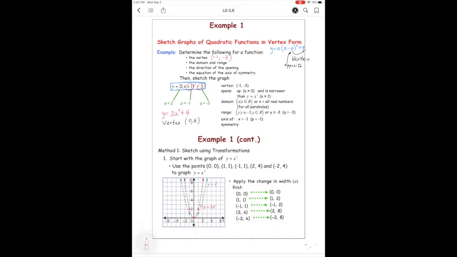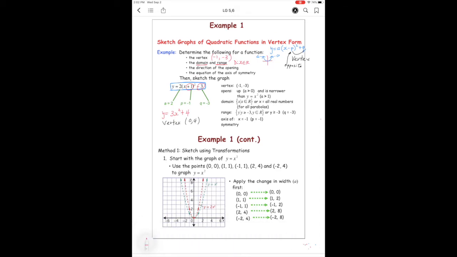Second thing it's asking us is the domain and the range. This is a struggle. If people have difficulties at the beginning, it's with domain and range. Well, domain is quite easy. For all parabolas, the domain is x ∈ R, and that's the notation we use all the time, which means all numbers. Because a parabola is opening up and going forever that way and forever that way, so it's covering every number.